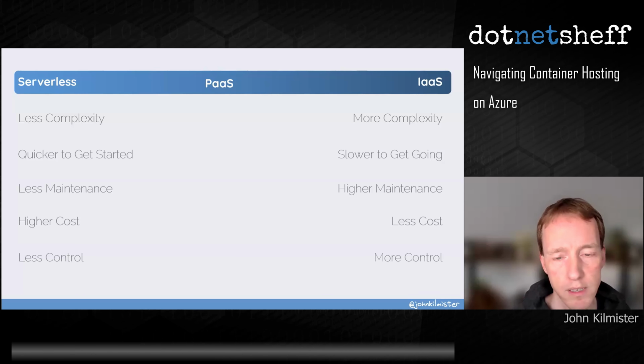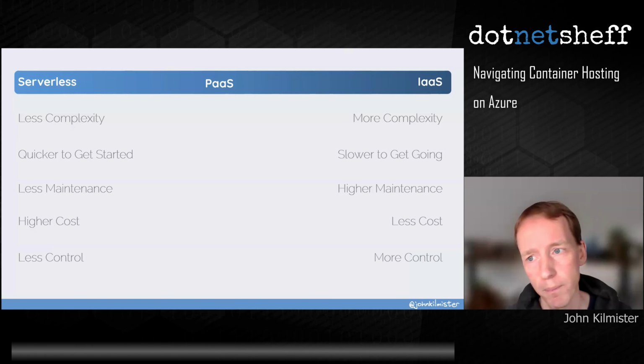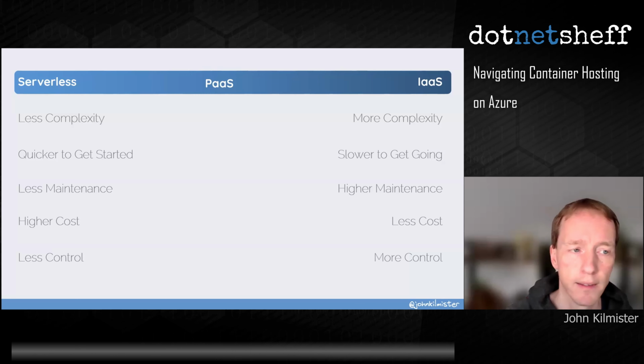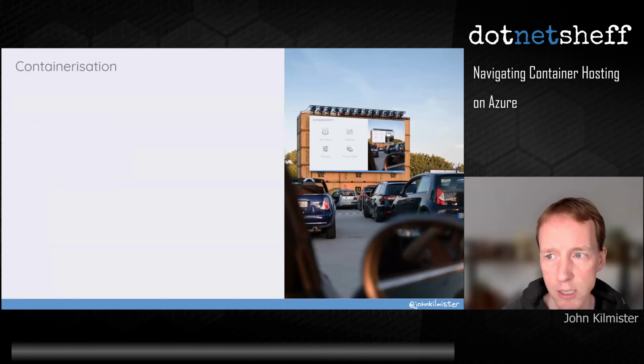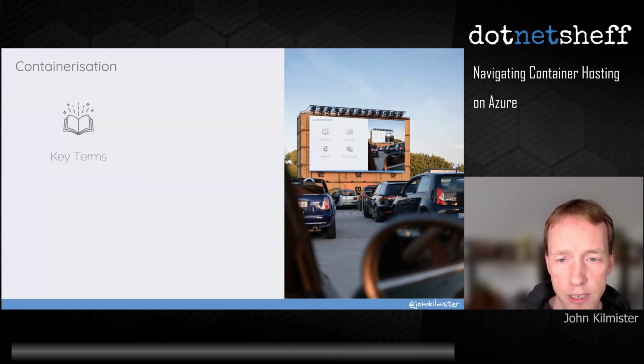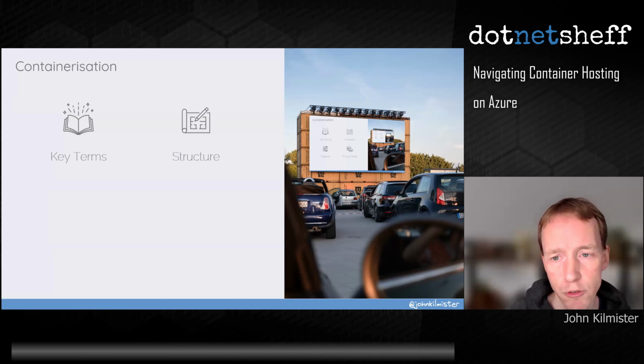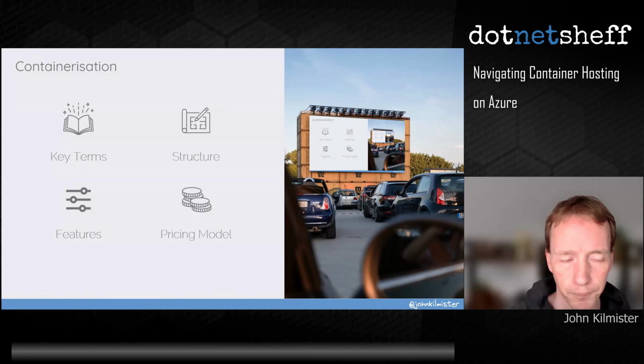Also, we have a lot less control on the serverless side. So depending on what you're trying to achieve, you might find that you want to use a service that is more to the right than the left of the diagram. But this could apply pretty much to any service in Azure that's serverless or IaaS, not necessarily containers. So let's look at each one of those containerized solutions, and we're going to do that by looking at the key terms. Each of the services, although they often share features, use different terminology. We're going to look at the compute structure before looking at the features and, probably most importantly, the pricing model.